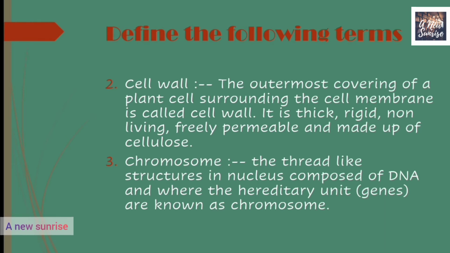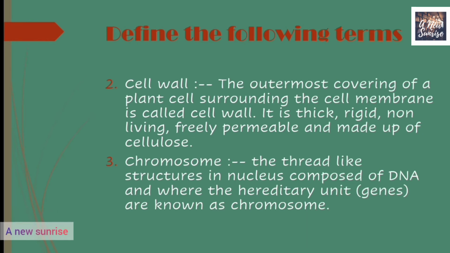Now let us go towards our next term that we're going to define. That is the chromosome. What is the chromosome? Chromosomes are the thread-like structures in the nucleus composed of DNA, which bear the hereditary unit genes. What are chromosomes? Chromosomes are the thread-like structures present in the nucleus, composed of DNA, and they bear the hereditary unit called genes.